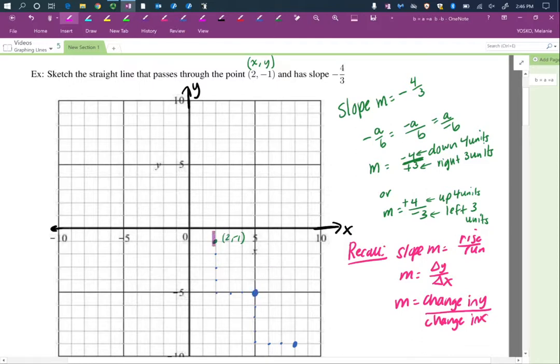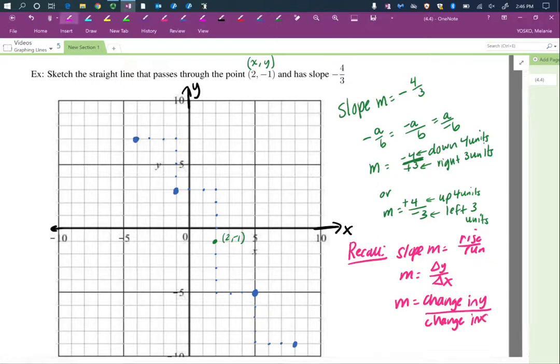But let's start with this green point, the point I've labeled (2, -1). That was the point we were given. We're going to go up 4, so 1, 2, 3, 4. And now we're going to go left 3, 1, 2, 3. Okay, and we can keep doing this. We can go up 4 again from that new point, 1, 2, 3, 4, and we can go left 3, 1, 2, 3. And we can continue this process.